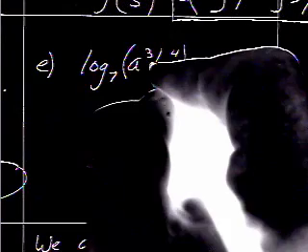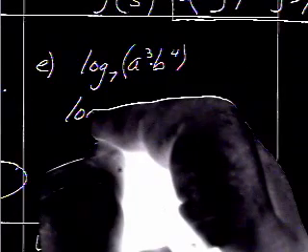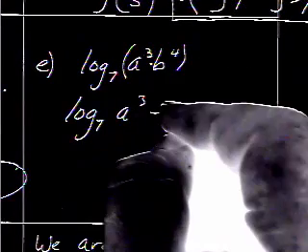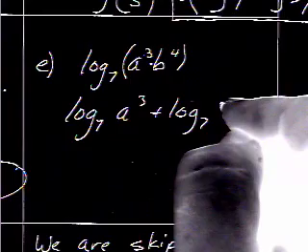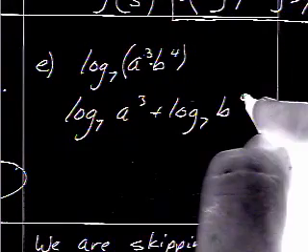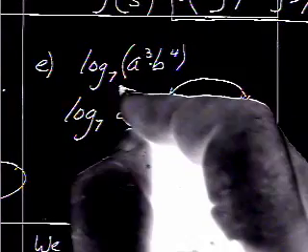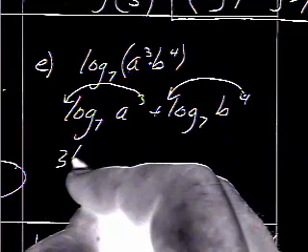Last one, I see a product, so I'm going to break that apart first. Log base 7 of a to the 3rd plus log base 7 of b to the 4th. But then, of course, we move these down because we like to move it.